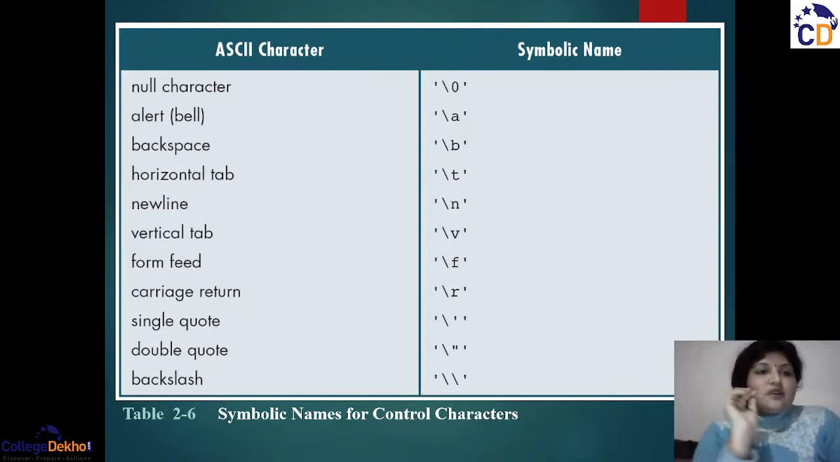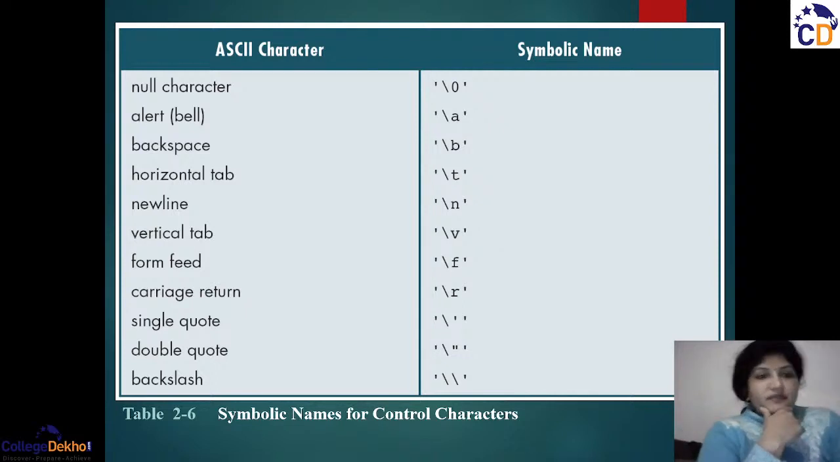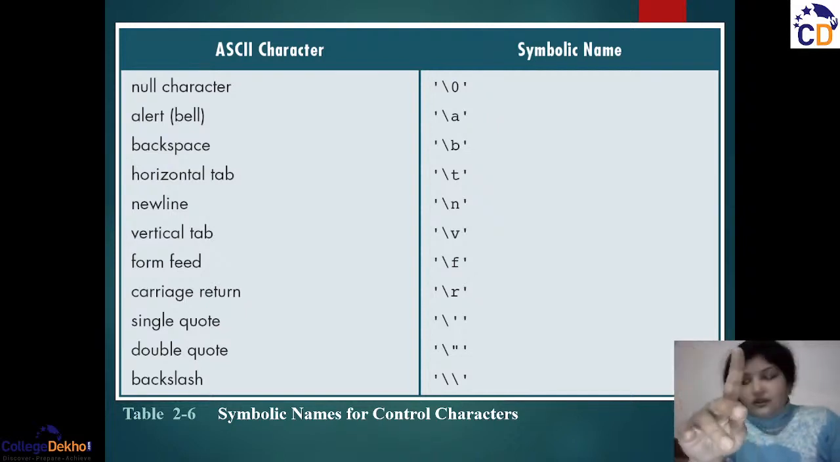Then for a beep sound or a bell kind of thing, we may use the alert character, that is backslash a. For backspace we use backslash b. For a tab between various variables, we can have tab spaces, that is backslash t. For a new line, to move to the next line, it is backslash n. If we want a vertical tab, we have to type v for it.